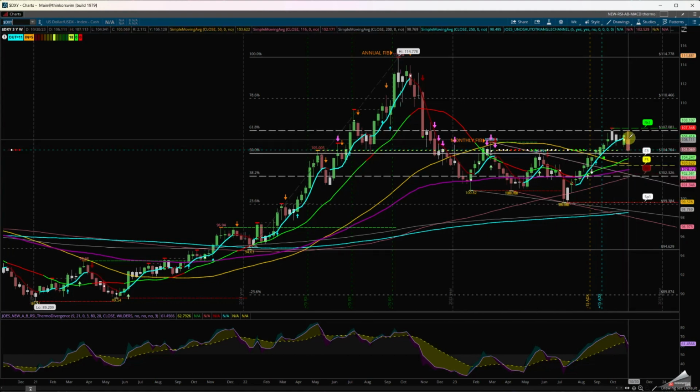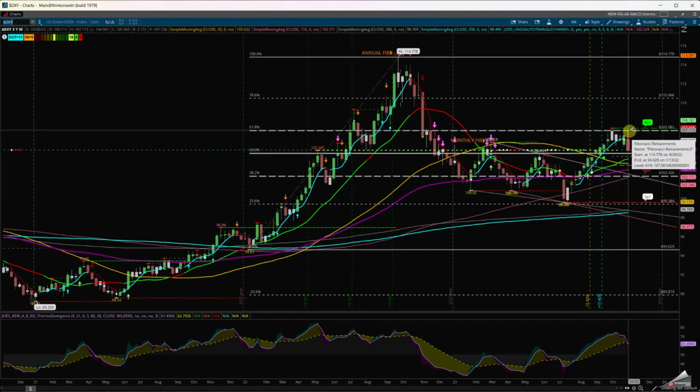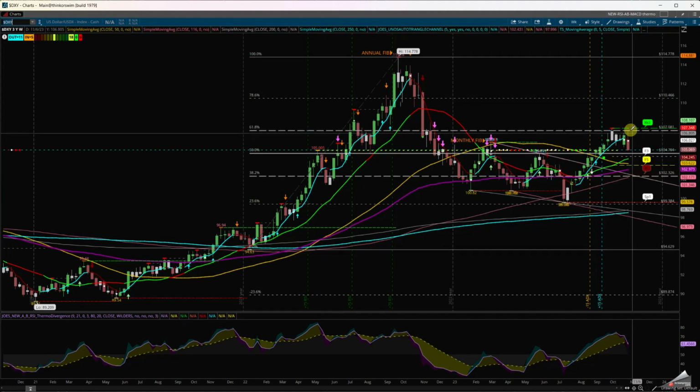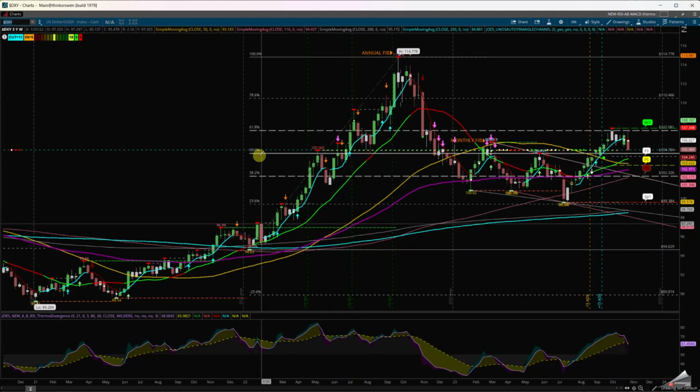We tried last week a couple of times to test that 107, let's call it 107.10, in order to clear, in order to run. We fell back in the range. We are just right above the 50 Fibonacci on the daily chart. Pay attention to the dollar.